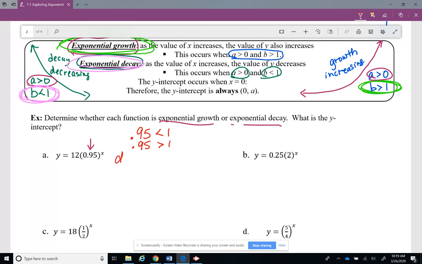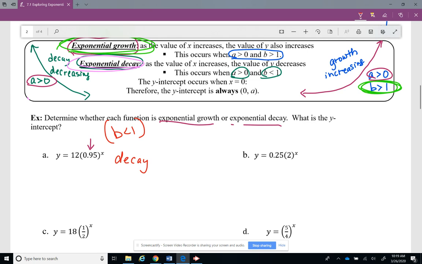So I'm going to write decay. And if you had to explain, well, why do you know this? Well, because 0.95 or 95 hundredths is the base, and the base is less than 1.